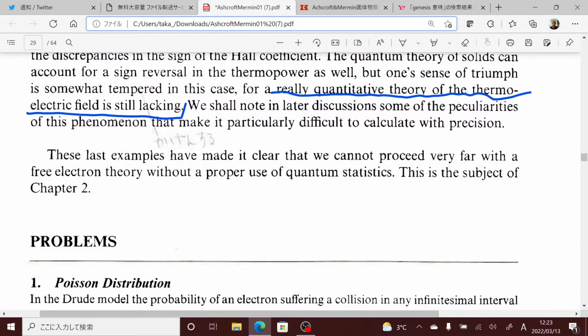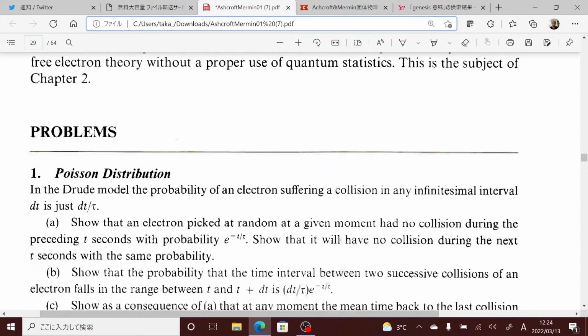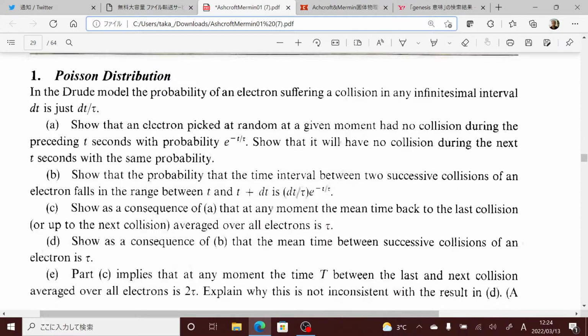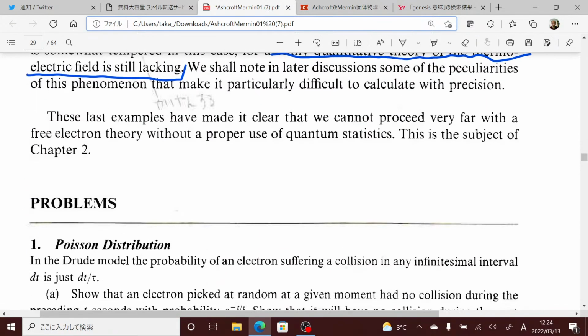These last examples have made it clear that we cannot proceed very far with a free electron theory without a proper use of quantum statistics. This is the subject of Chapter 2. Okay, so we will try problems next time. So we stop at page 25.